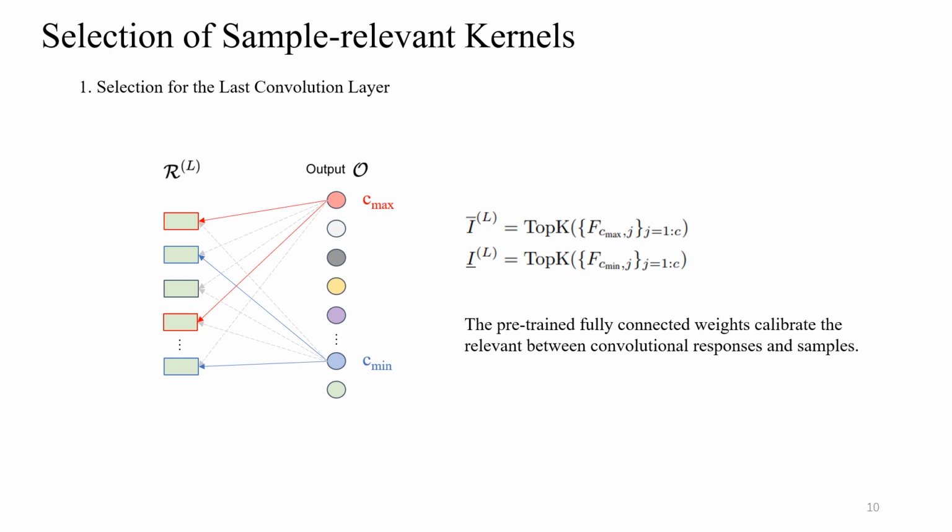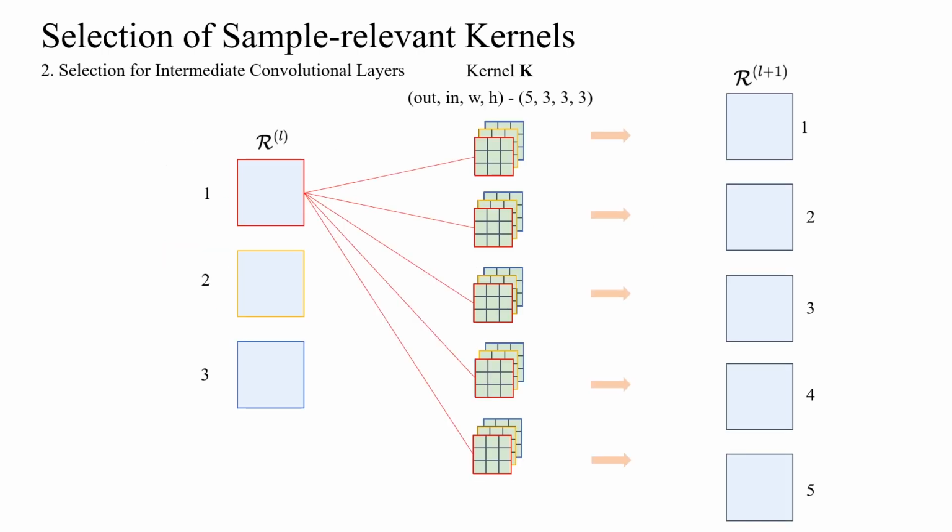But how do we select the kernels in the intermediate layers? Tracing back to the shallow layers, we can identify the sample-relevant kernels based on the convolutional response channels selected from the previous layer. Using the weights of these kernels, we calculate the weight for each channel. With these weights, we select the top k channels and continue tracing back.